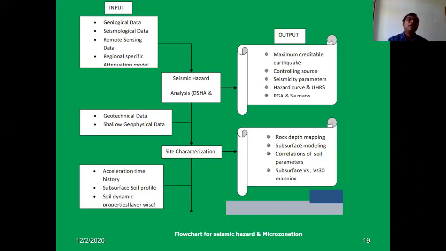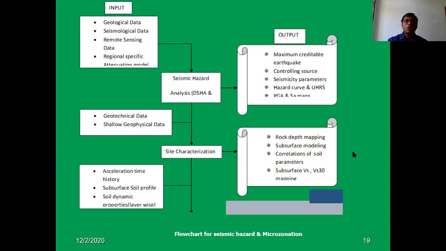And site effects are actually the geotechnical subsurface soft soil that may amplify or de-amplify your seismic hazard, which you have estimated using DSHA or PSHA. In that case, you have to do geotechnical studies using standard procedures. We are using SPT tests, borehole tests in the subsurface, and geophysical tests also we do for estimating the subsurface shear velocity profiles. Using this geophysical assessment for estimating the site effects or site characterization, like rock depth, you can map subsurface modeling in a cross-sectional manner.